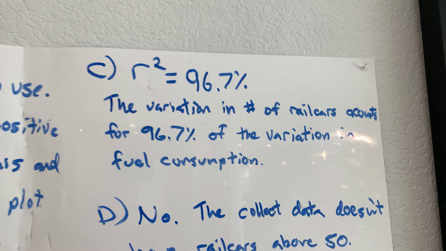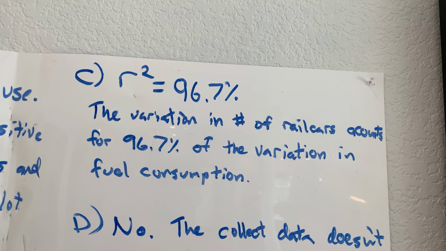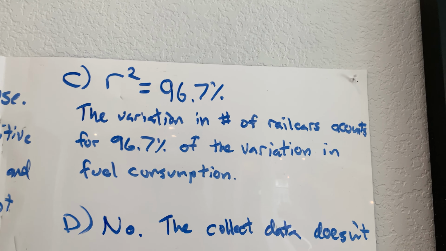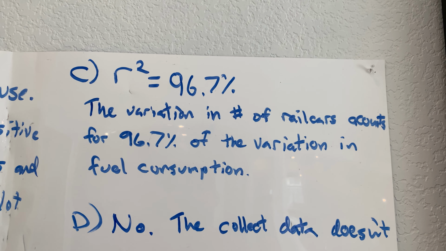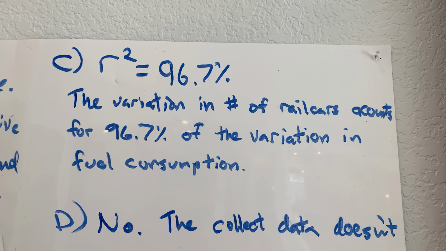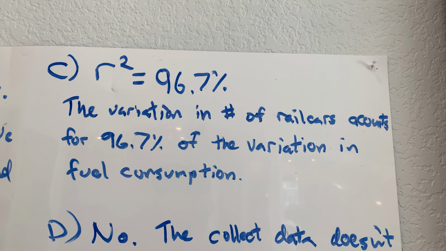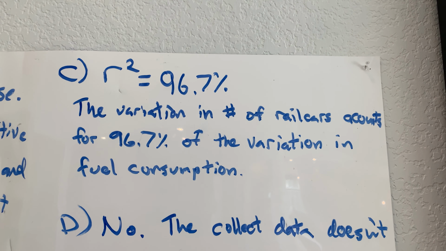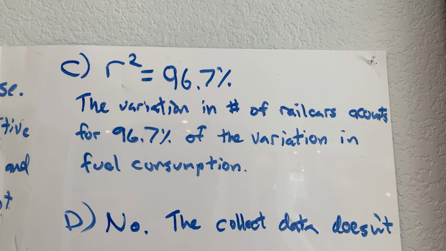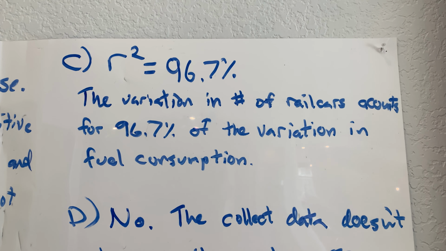Next thing, again, they ask about R squared. This is the second problem we've done where they've asked about R squared. So they said identify it. So it's the 96.7%. And then we need to define it or interpret it. The interpretation is the variation in X accounts for R squared percent of the variation in Y. So I put the context in there. The variation in number of rail cars accounts for 96.7% of the variation in fuel consumption. So that was part C.